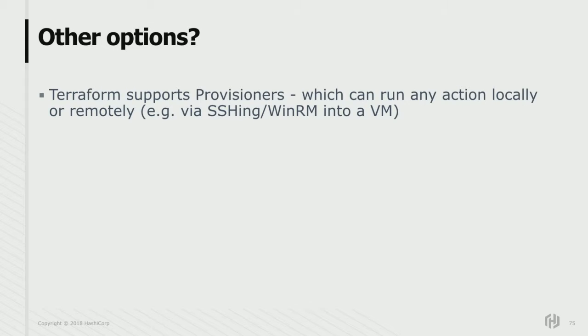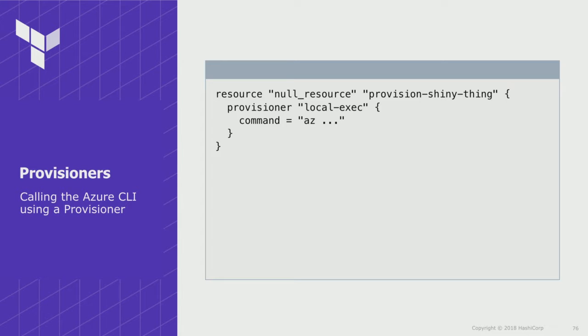The other thing you can do is a provisioner. This can run any command you want. So either you can SSH into a machine and run a command, or WinRM into a machine, or you can run this locally. So you can run the Azure CLI, PowerShell, etc. Again, Terraform can't perform any diffing through this method, but it works. And the syntax for that is like so. This is all on the Terraform website.